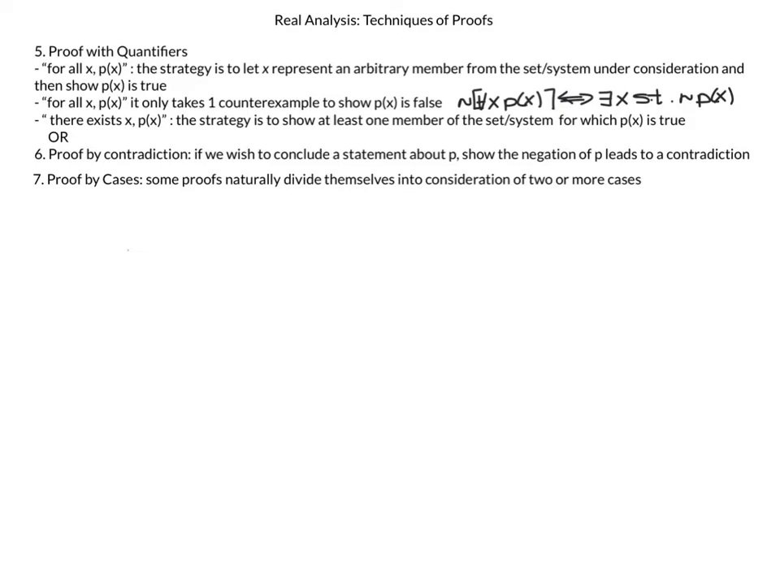Another way of doing proofs is proof by contradiction. So if we wish to conclude a statement about P, we show the negation of P leads to a contradiction. We'll do examples. And then proof by cases. Some proofs naturally divide themselves into consideration of two or more cases. So we will do examples next.